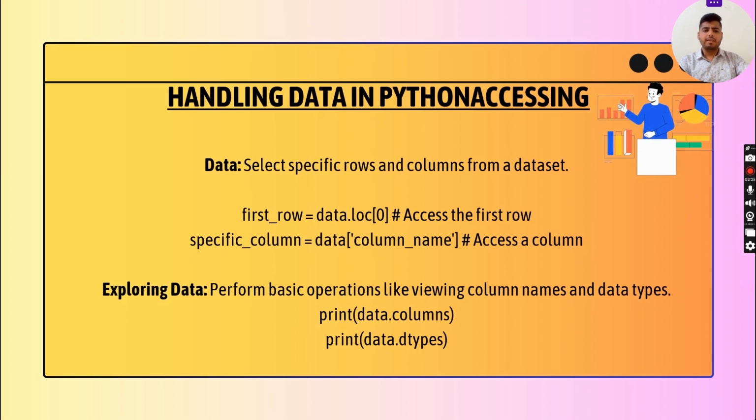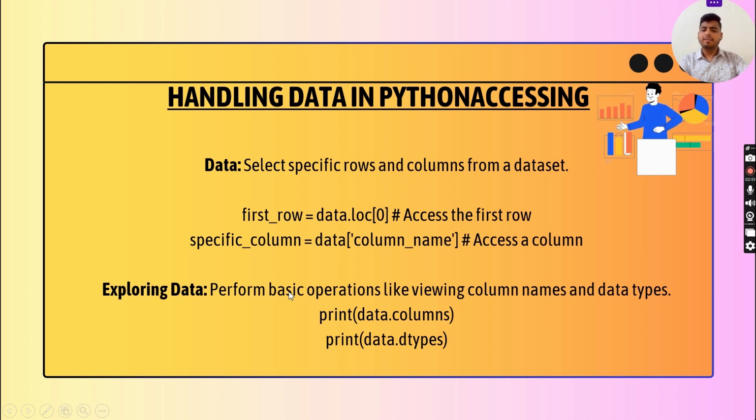Okay. Next, handling data in Python, accessing. So data selects the specific rows and columns from data sets. For example, first_row = data.loc[0]. It is an index, and it accesses the first row. And for accessing a column, specific_column = data['column_name'].